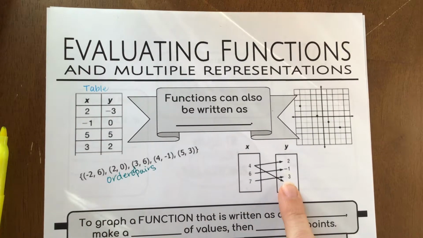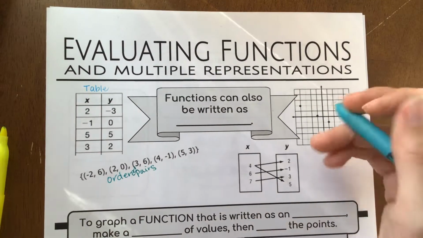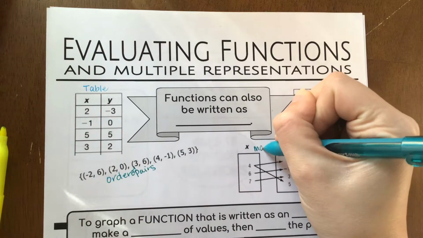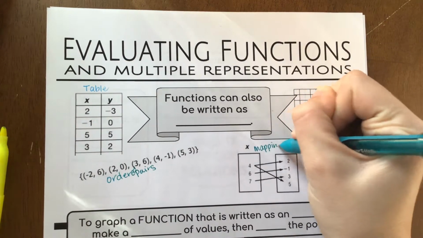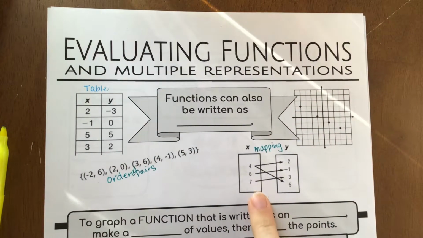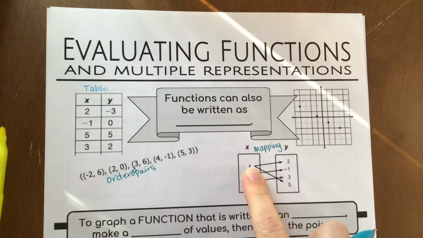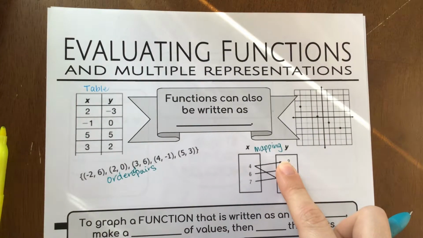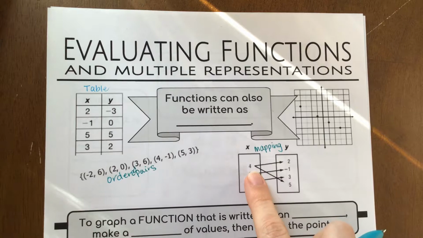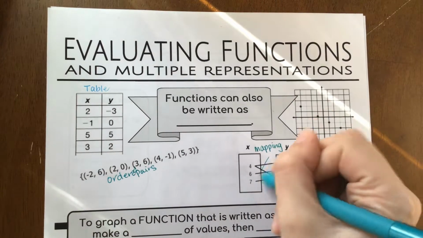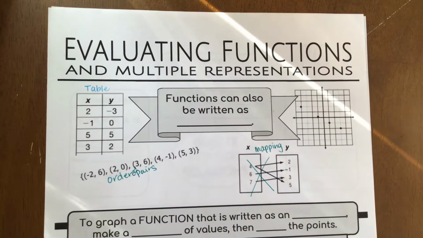This here is not going to be a function, but it does show one way that we can tell if it is or isn't. This is a mapping diagram. In this one, that x value has two arrows coming from it, which means it's being shared more than once. So this one actually is not a function.